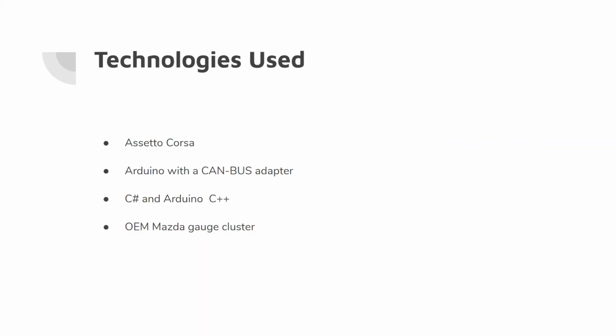So some of the technologies that we use are the video game, obviously, because that generates all the data, and an Arduino with a CAN bus adapter, which is used to translate the data that the video game generates. We also use C# and Arduino C++, which is what the program is written in, the program that actually interprets the data for the OEM. And then the OEM Mazda gauge cluster itself, which is the physical part with all the gauges that displays everything.